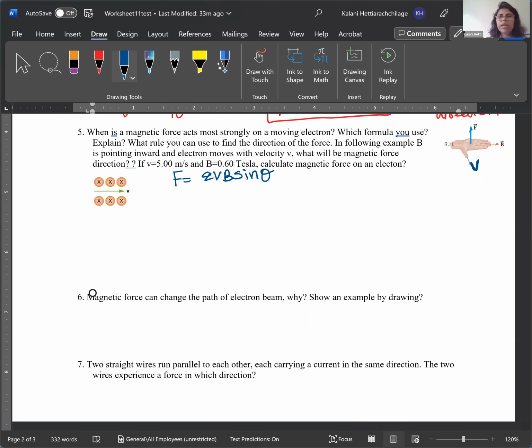Again, the magnitude will be max definitely when the charge is max, when the velocity is faster, when the magnetic field is stronger, and also when theta is 90 degrees. That's where you can find the maximum magnetic force. Now, which formula do you use? Explain it. We did it, and you can write it in your own words. And then what rule can you use to find the direction of the force? That will again be the right-hand rule.